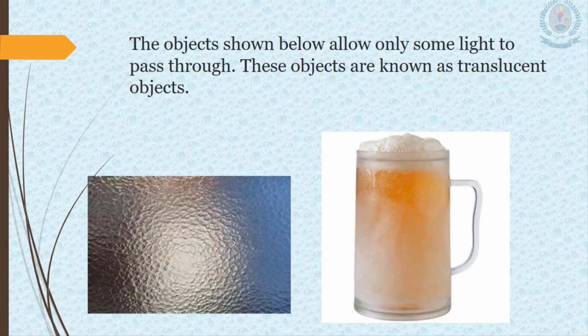The objects shown below allow only some light to pass through. The examples are frosted glasses, frosted mug. Objects that allow only some light to pass through are known as translucent. They cast faint shadows.